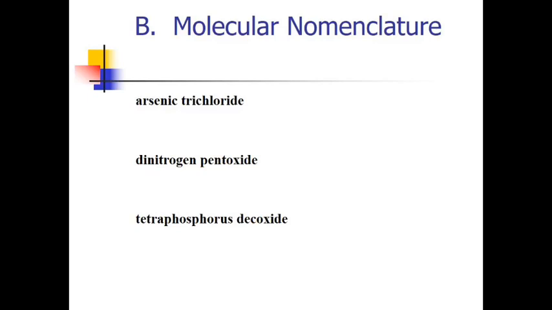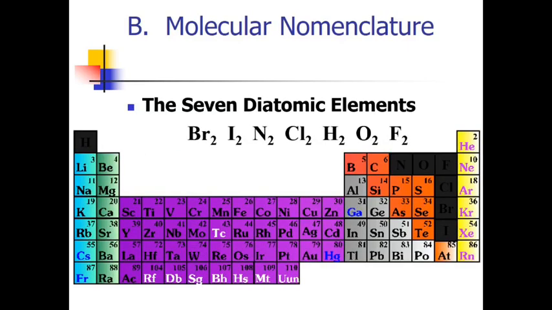Now, another group of compounds that also fall under molecular nomenclature are the 7 diatomic elements. Hopefully you remember those. A way in which we talked about it earlier, some people say "Brinkelhoff" just so that they can remember the 7 diatomic elements. But you do need to know what the 7 diatomic elements are.